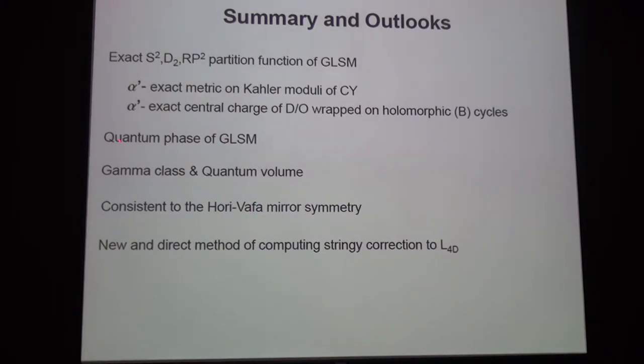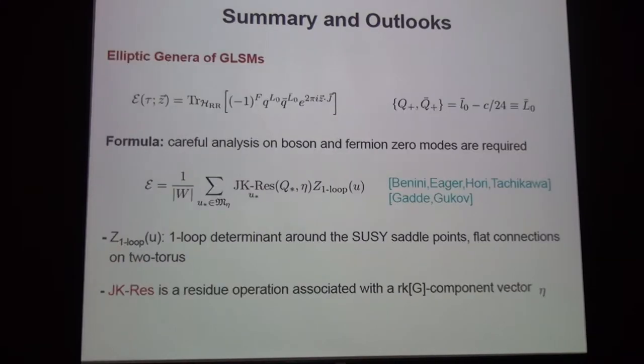We investigate this quantum phase of the gauge theory with a sigma model, and we found that there is a modification in the central charge formula in the large volume limit, which involves this gamma class. But we need to understand this correction as an alpha prime correction to the volume of the Calabi-Yau space rather than a shift of the Ramond charge. And this provides a new and direct method to compute the stringy correction to the four-dimensional space in physics.